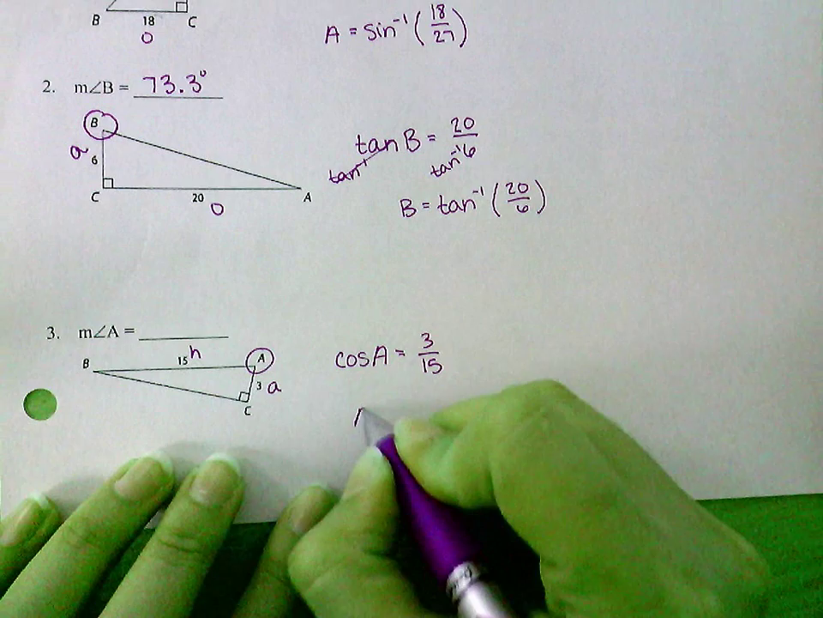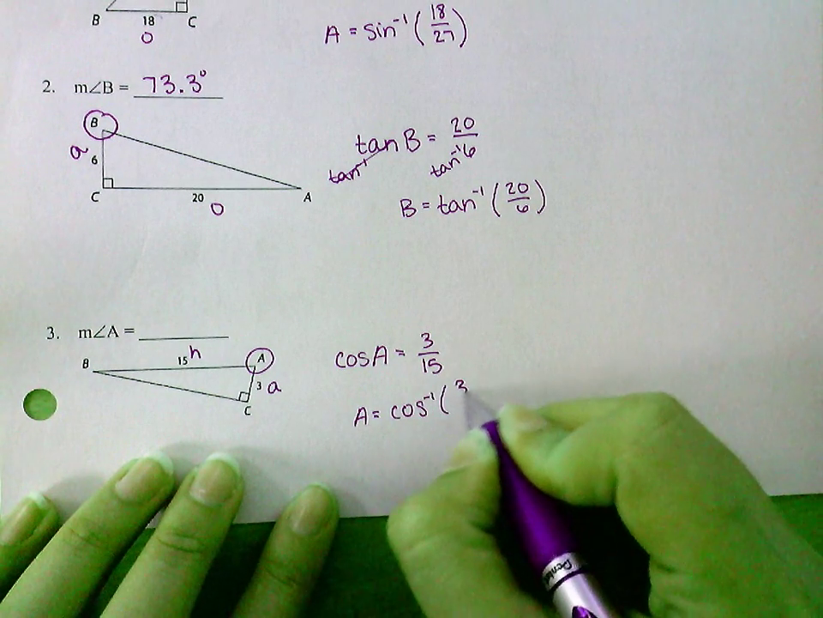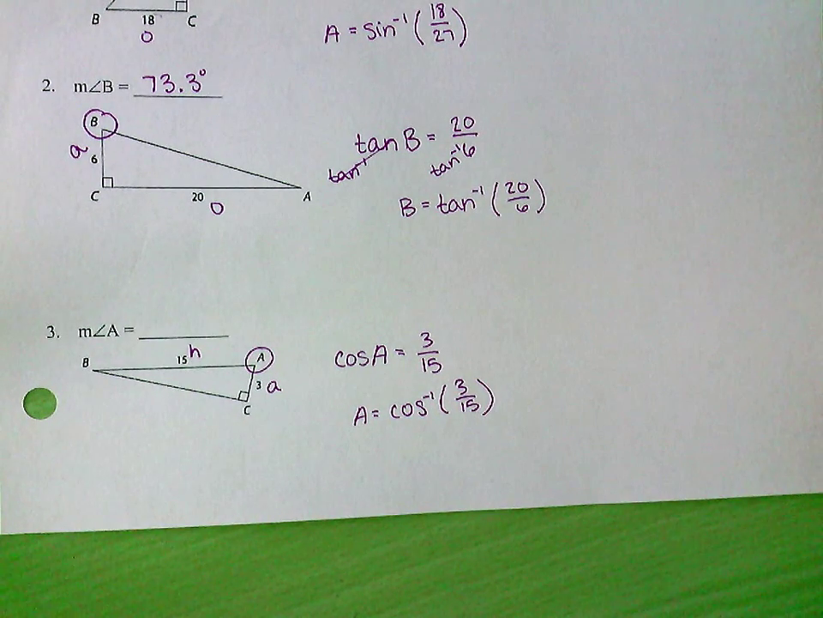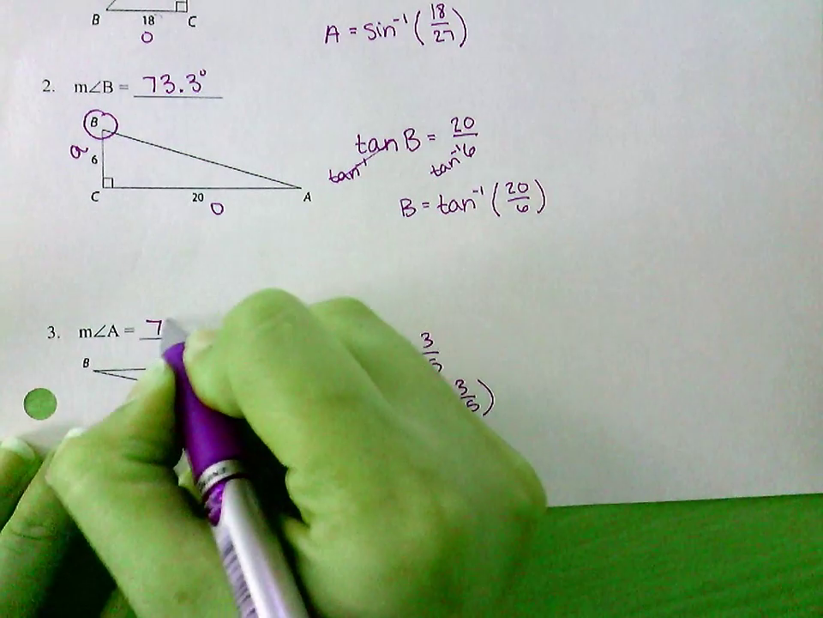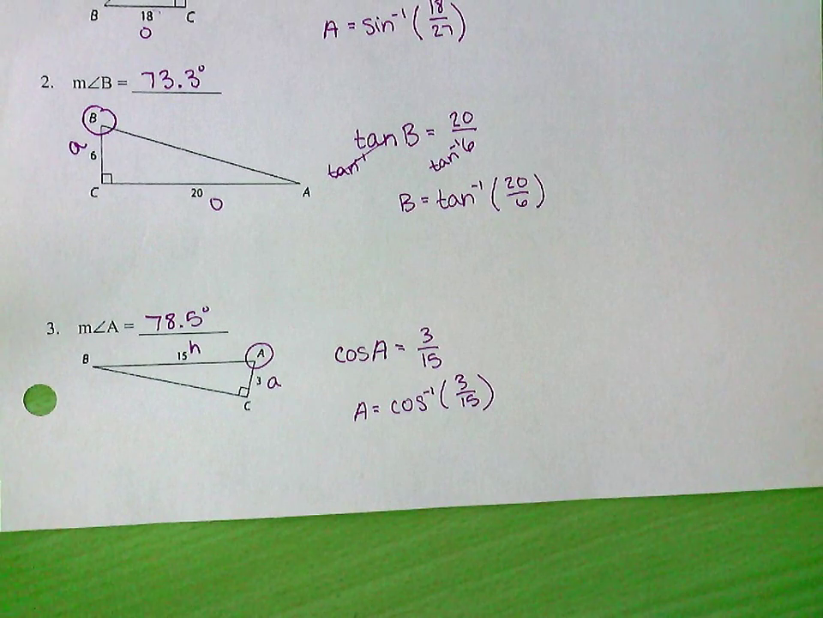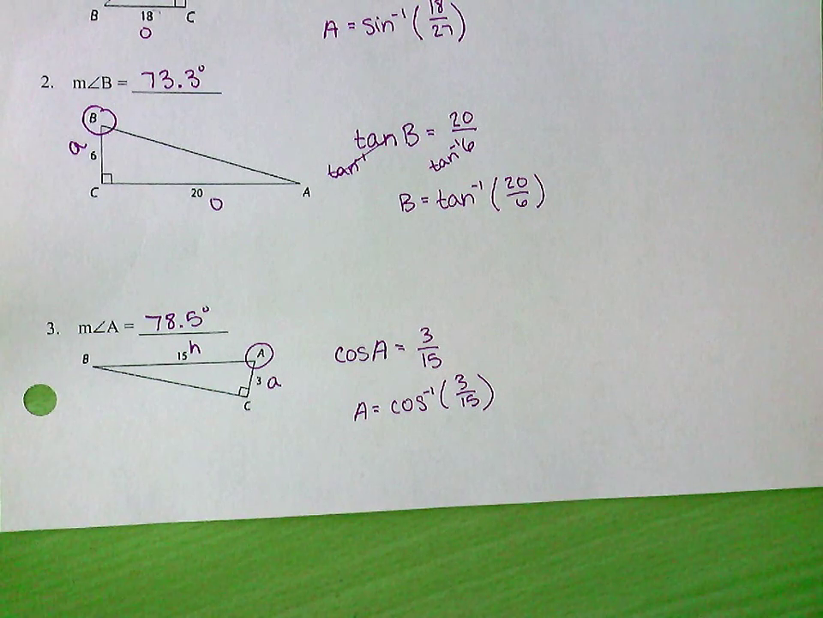Bring in the inverse to both sides. We have A is equal to cosine inverse of 3/15. And that's about 78.5. So it is going to be 78.5 degrees.